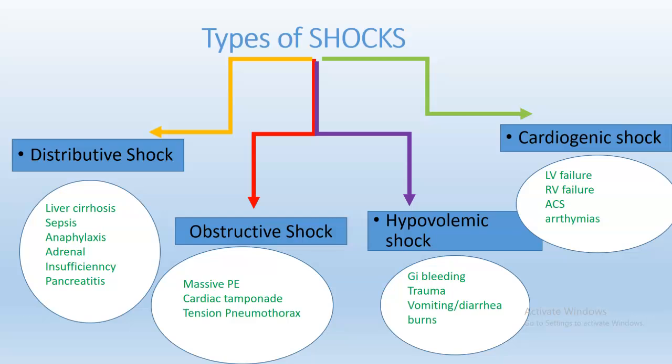So in the bracket ones, we have the causes of distributive shock like liver failure, sepsis, anaphylaxis, adrenal insufficiency, and pancreatitis. So the most common one in distributive shock is sepsis. Obstructive shock, we have massive pulmonary embolism, cardiac tamponade, tension pneumothorax. In hypovolemic shock, we have GI bleeding, trauma, vomiting, diarrhea, burns, and third spacing. Cardiogenic shock will have left ventricular failure, right ventricular failure, ACS, and arrhythmia. So these are the four main types of shock which we'll be discussing in our subsequent lectures.